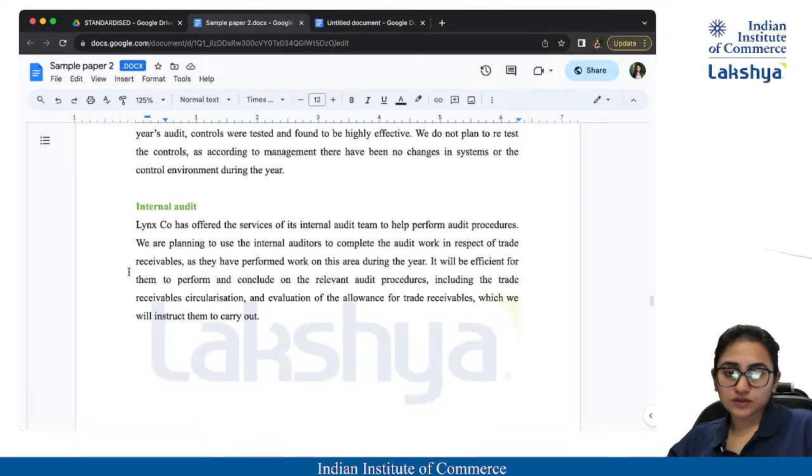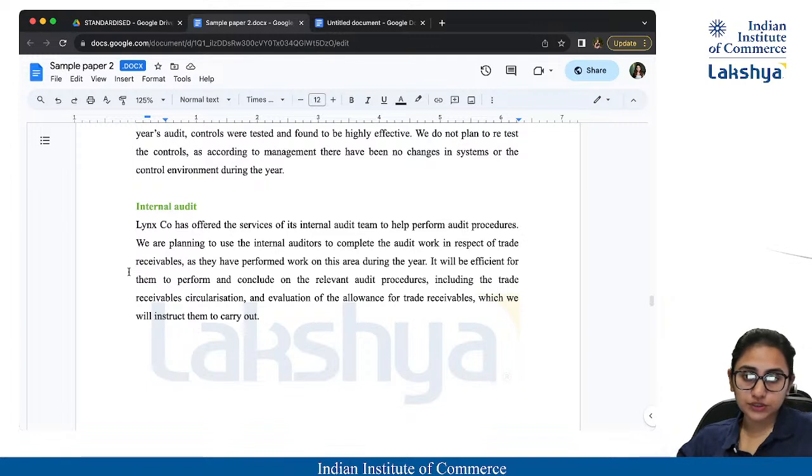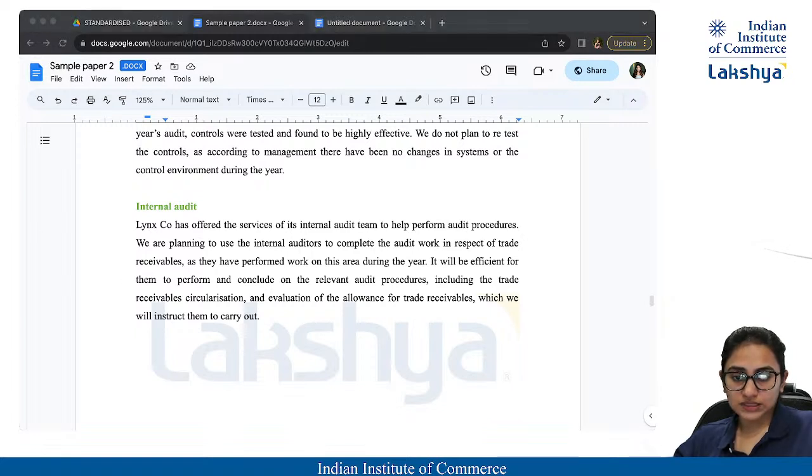Links Company has offered the services of its internal audit team to help perform audit procedures. We are planning to use the internal audit team to complete the audit work in respect of trade receivables. As they have performed work on this area during the year, it will be efficient for them to perform and conclude on relevant audit procedures, including the trade receivable circularization and evaluation of the allowance for trade receivables, which we will instruct them to carry out. So what you have to do basically is talk about control effectiveness.